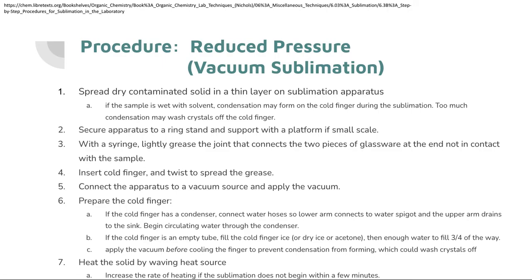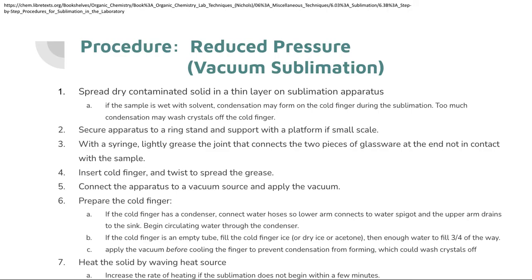Then with a syringe, lightly grease the joint that connects the two pieces of glassware at the end not in contact with the sample. Insert the top piece of the sublimation apparatus, called the cold finger, and twist the two pieces of glassware together to evenly spread the grease in the joint. When using a round glass, the grease should cause the bottom half of the joint to become transparent all the way around. If the entire joint becomes transparent, too much grease has been used and some should be wiped off.